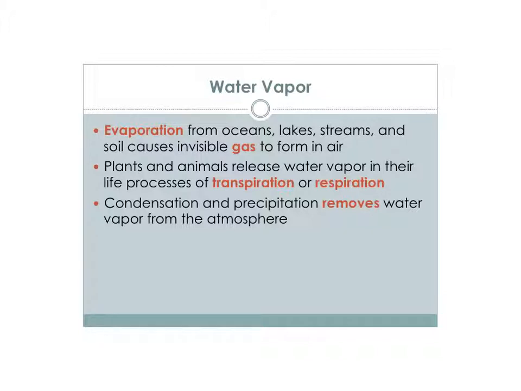Plants and animals also release water vapor in their life processes. You may have learned that when plants go through photosynthesis, the byproduct is usually going to be oxygen, but you'll also have some water vapor too, and that process is called transpiration. And then we release water vapor along with carbon dioxide in the process of respiration. So condensation and precipitation remove water vapor from the atmosphere, and these are all things that are mentioned in the water cycle. So hopefully this all sounds familiar to you as well.